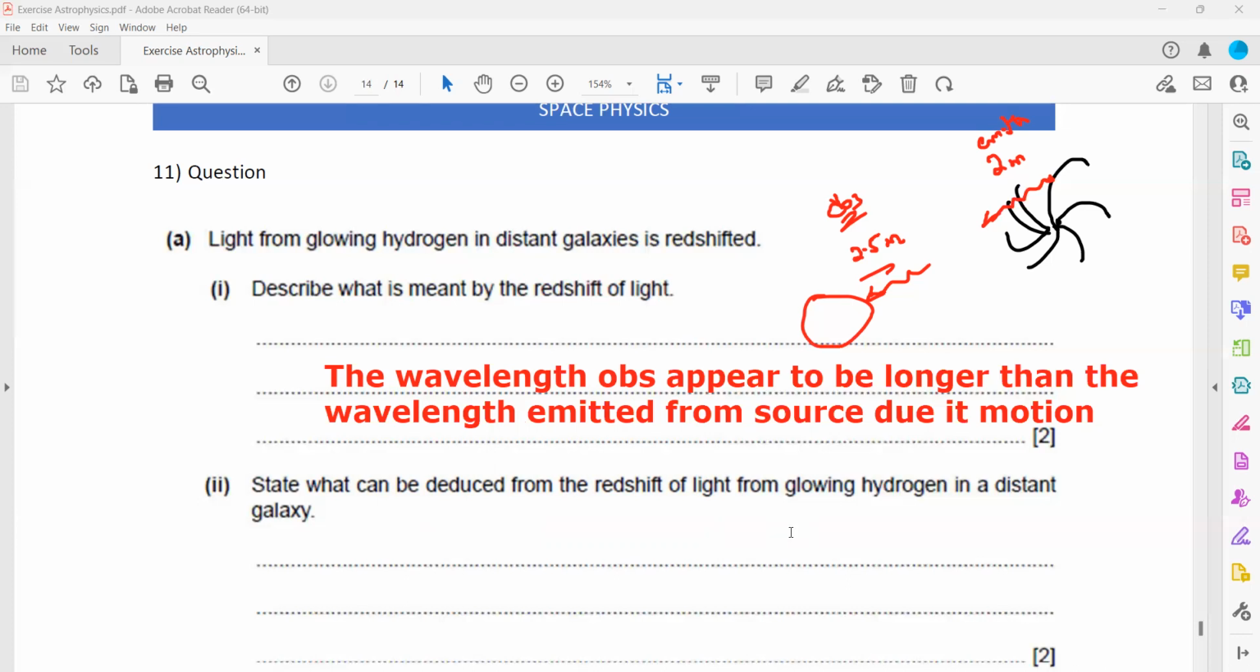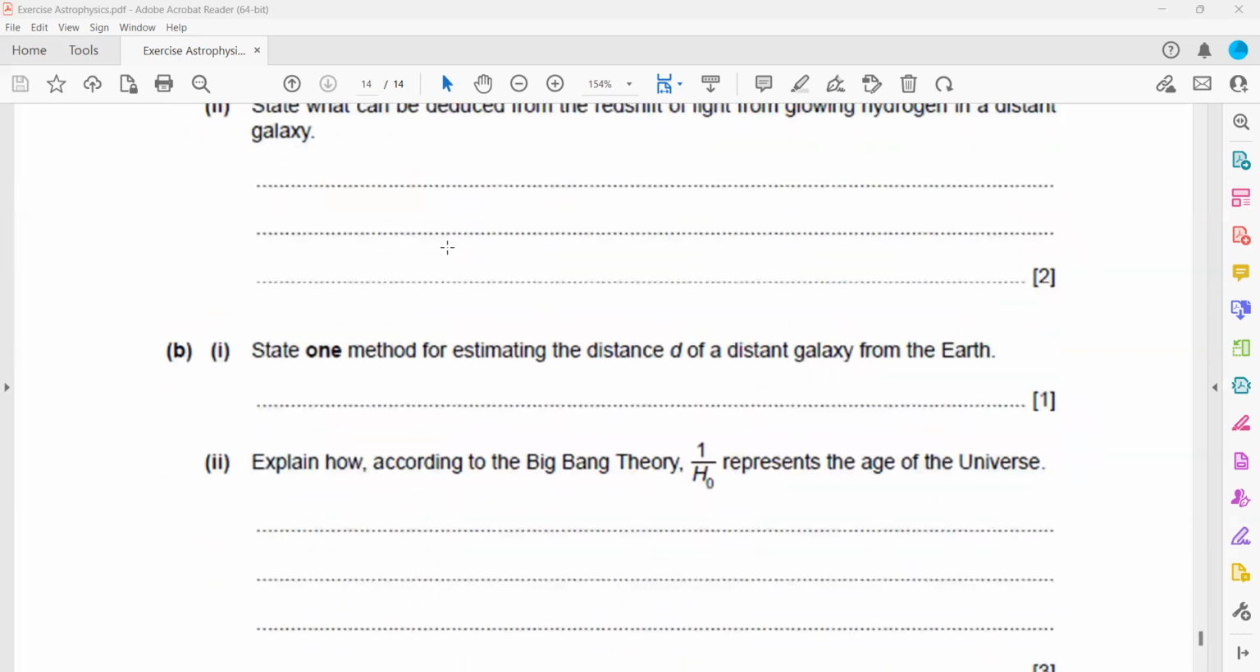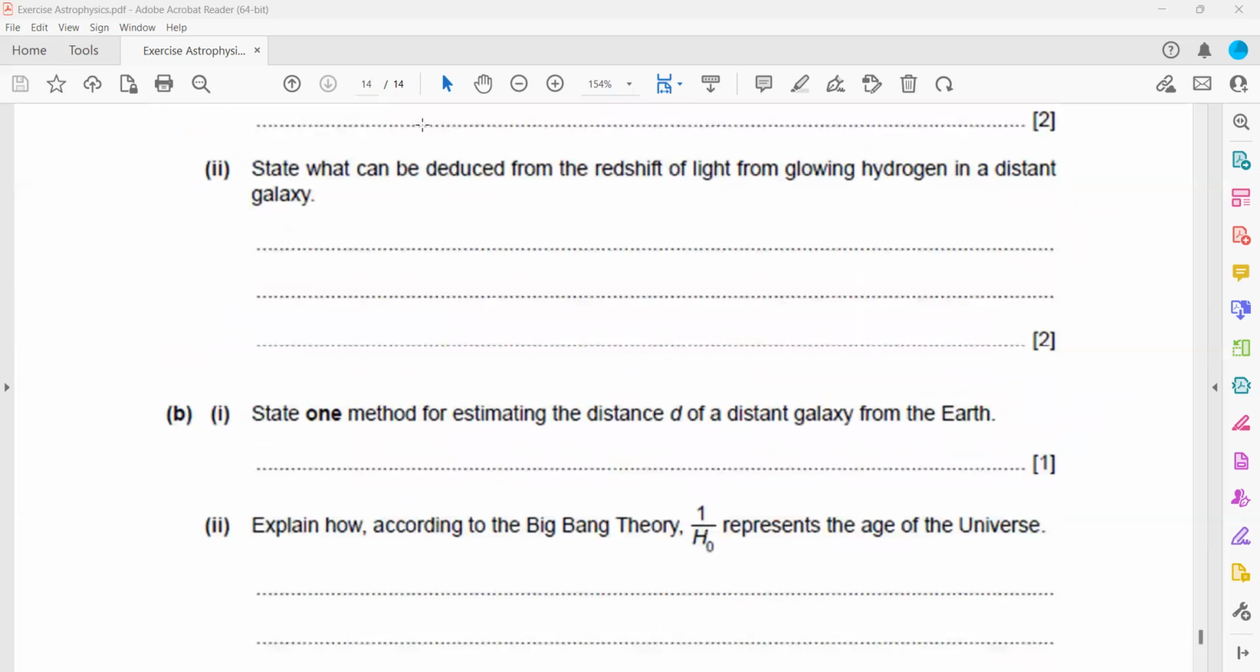So the galaxy is moving away from us. One mark is for mentioning moving away, and we can identify it. This one is showing what we can deduce: that the galaxy is moving away, and also it gives evidence that the universe is expanding.